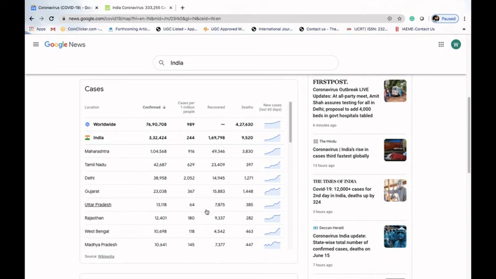In Uttar Pradesh the recovery rate is again 66%. Rajasthan is the state which has the highest recovery rate so far among the states having more than 10,000 cases. Rajasthan has a recovery rate of 75%. For West Bengal the recovery rate is 45%, and for Madhya Pradesh the recovery rate is roughly 73%. So we can infer that Rajasthan is showing a remarkable improvement in recovery, followed by Madhya Pradesh and then Gujarat.